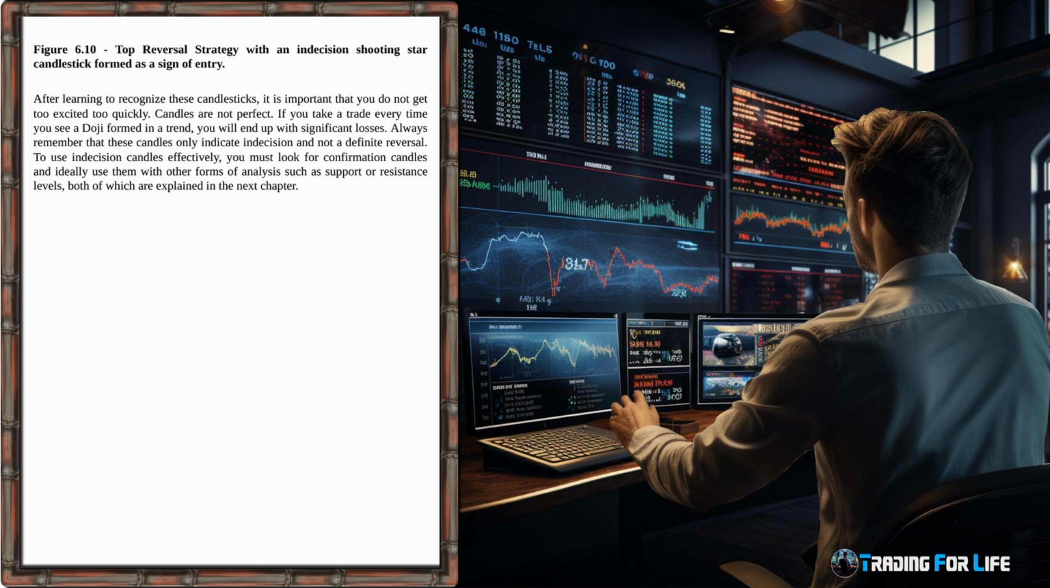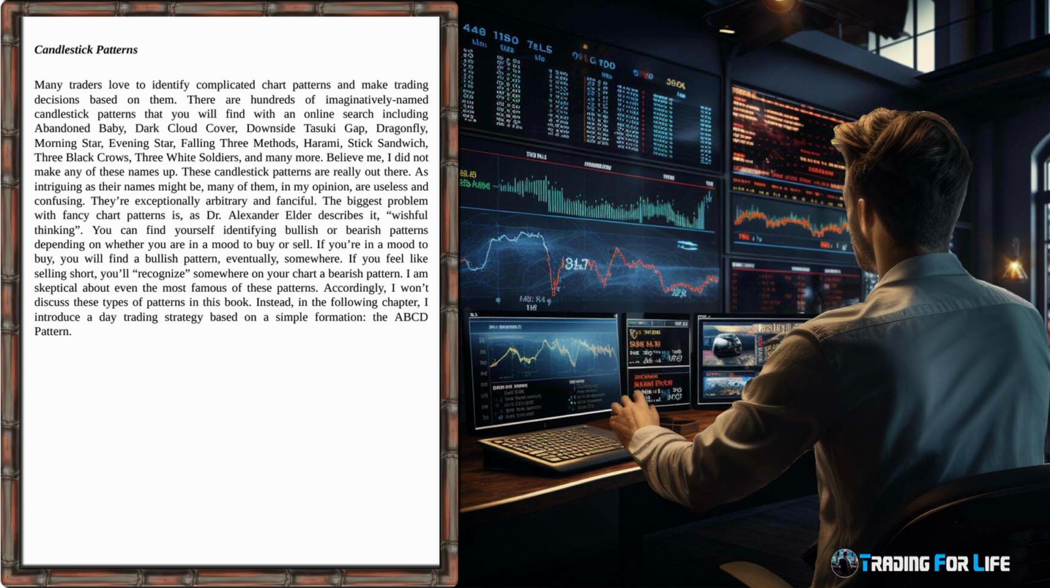If you take a trade every time you see a doji formed in a trend, you will end up with significant losses. Always remember that these candles only indicate indecision and not a definite reversal. To use indecision candles effectively, you must look for confirmation candles and ideally use them with other forms of analysis, such as support or resistance levels, both of which are explained in the next chapter.